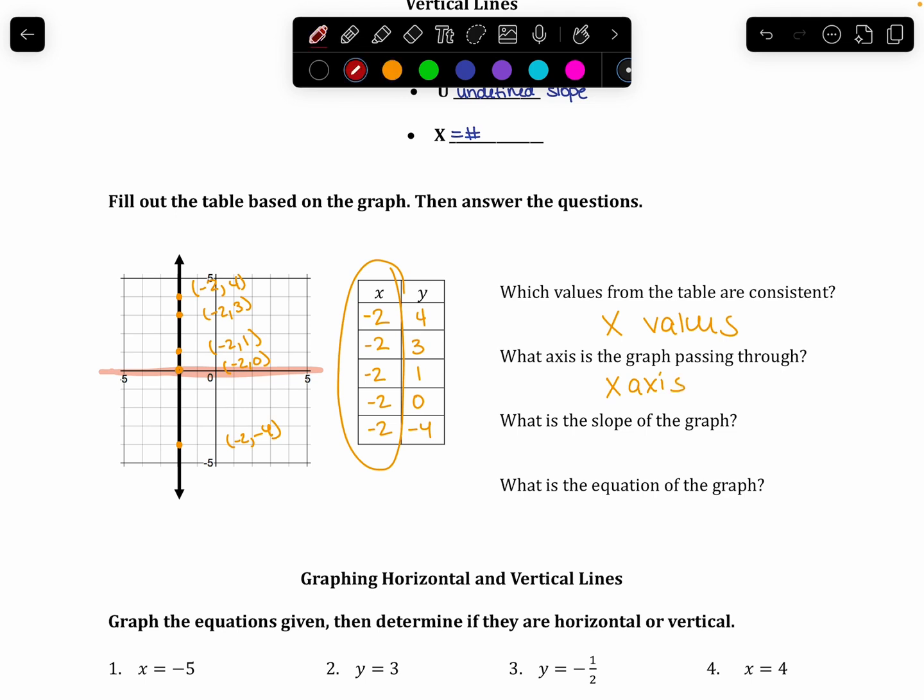What is the slope of this graph? I'm going to just grab 2 coordinates. My rise is 1, 2, 3. My run is 0. Anytime 0 is on the bottom, that's bad. That is going to be an undefined slope.